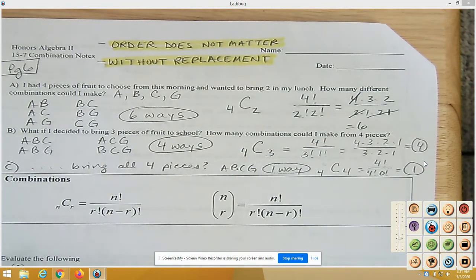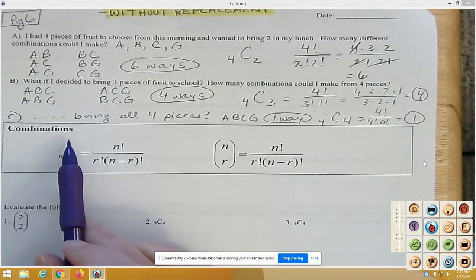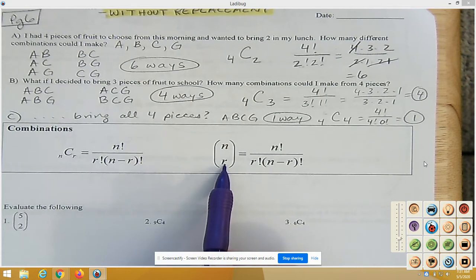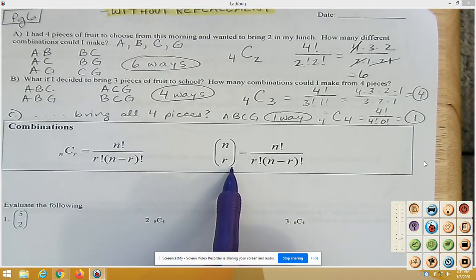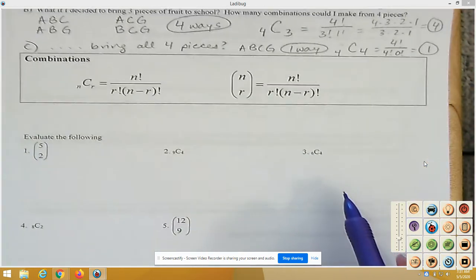So this is our formula here. There are 2 ways that we could use that. So here is nCr, and then here is n and r. So these are 2 different notations meaning the same thing. So they're both for combinations. And what would that look like? So we're going to do 1 and 2 here at the bottom.